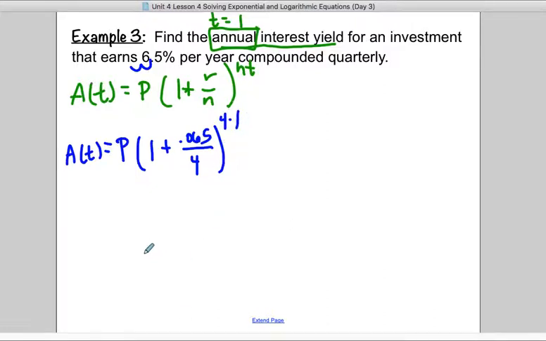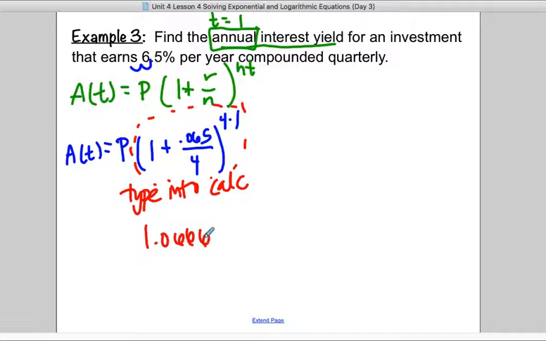So what you're going to do now is type this part into your calculator, and we're going to get an answer. Type into calculator. And when you do that, you should get 1.0666. That part right there is that.